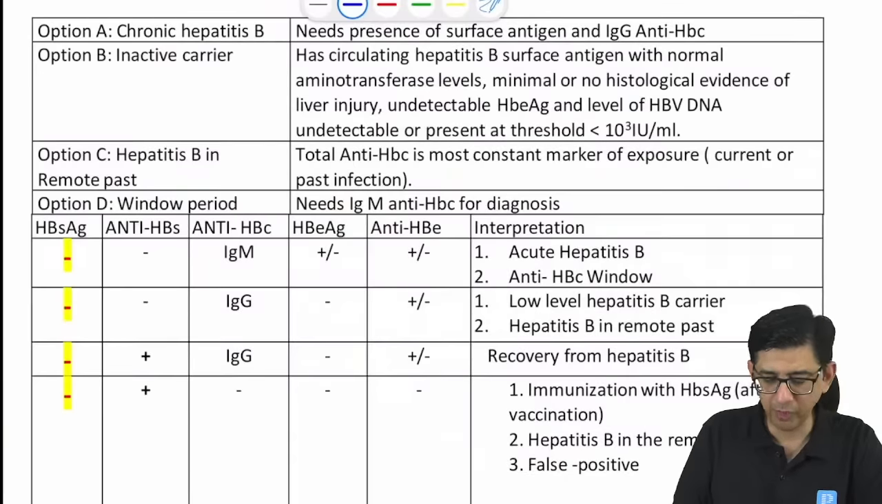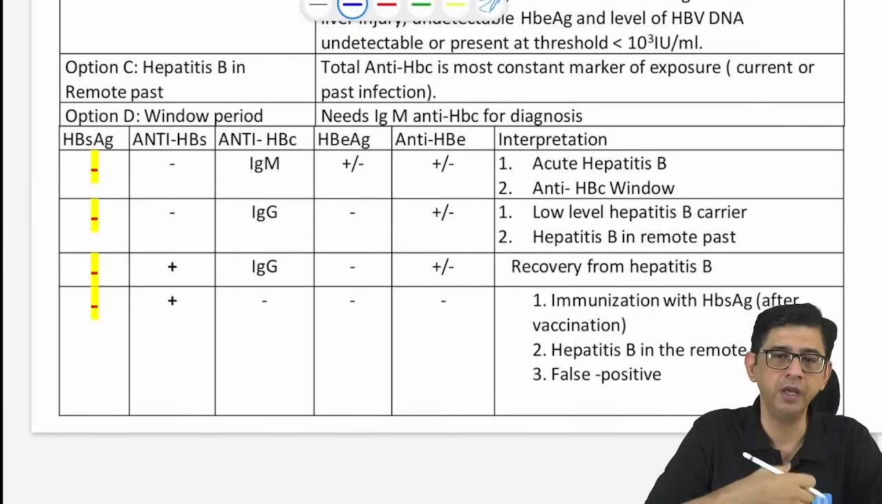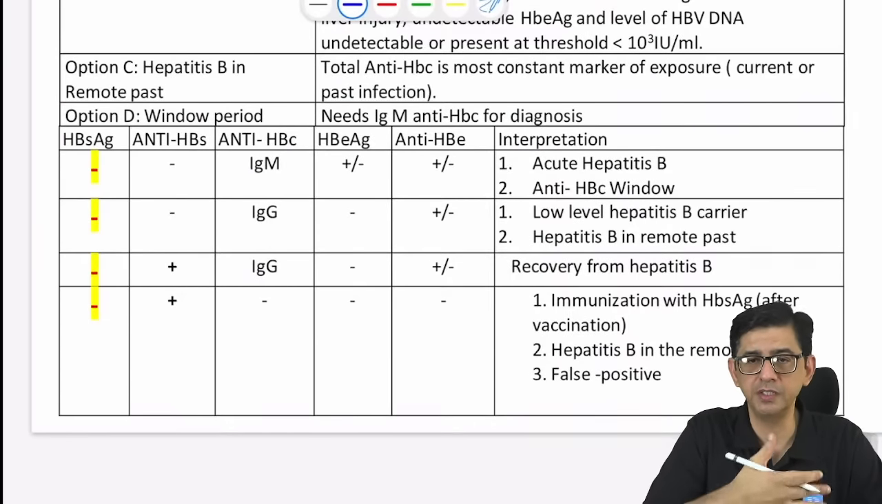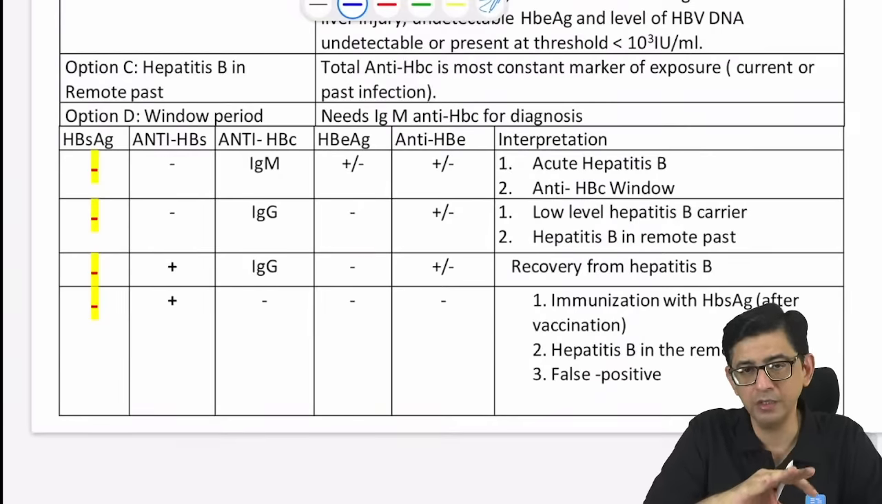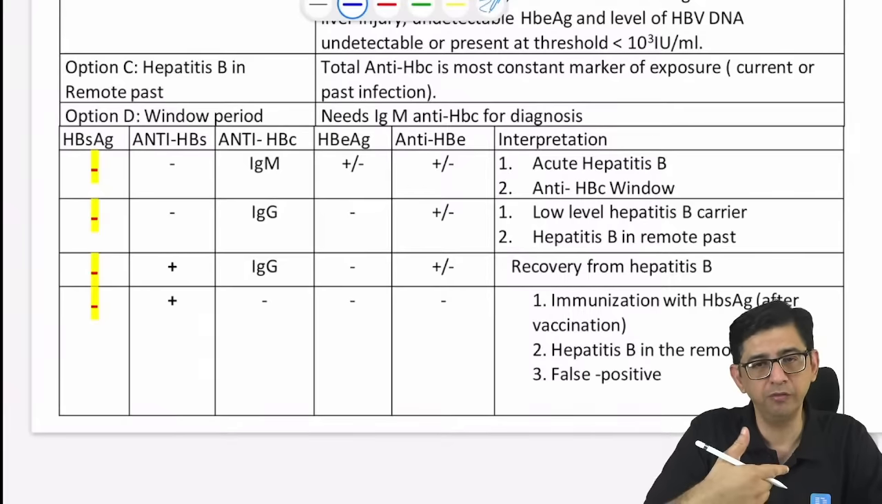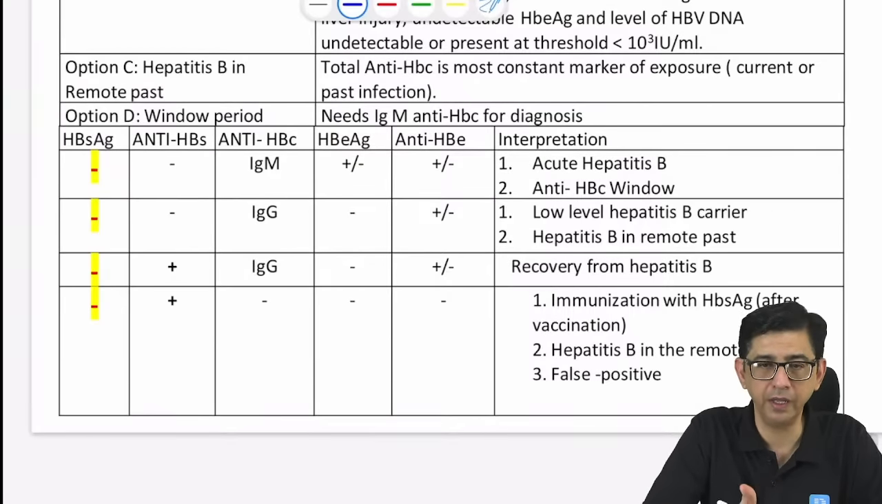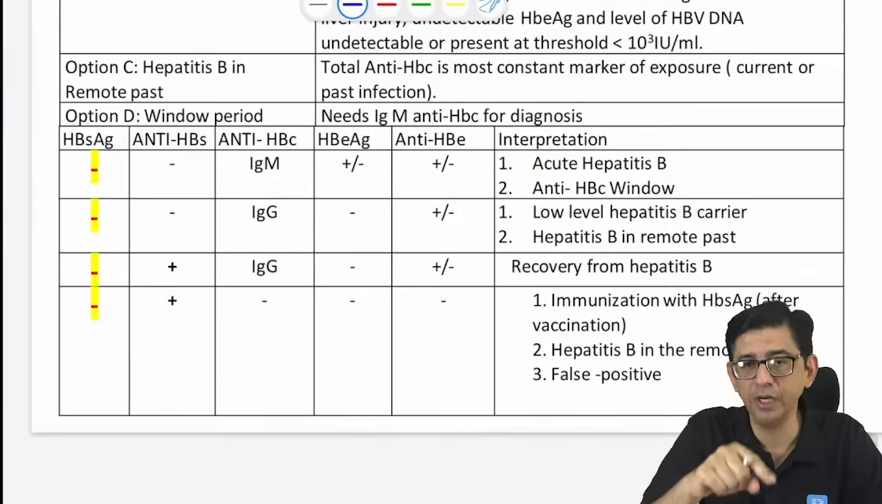So I'll show you a table from Harrison where there can be four combinations for surface antigen positivity and four combinations for surface antigen negativity. There are eight entries in the table in Harrison, four with surface antigen positive and four with surface antigen negativity. You need to focus on those MCQs where surface antigen negative is given.